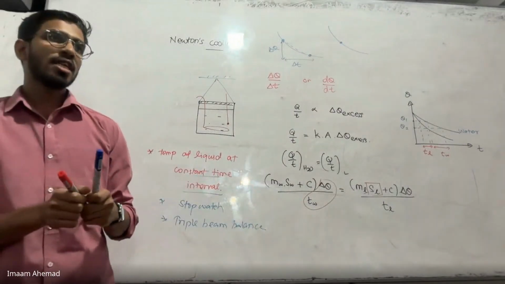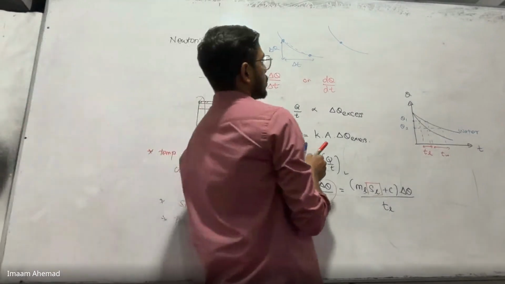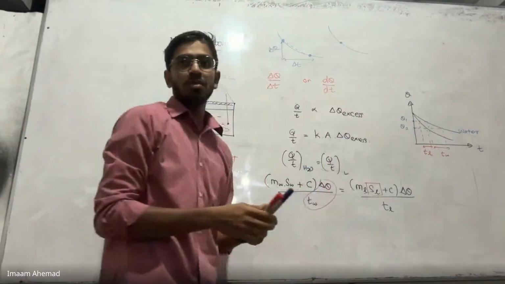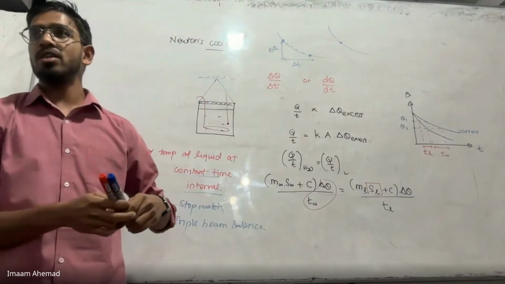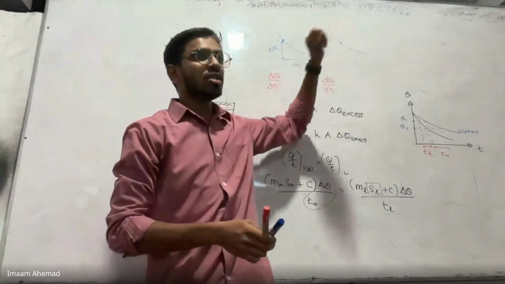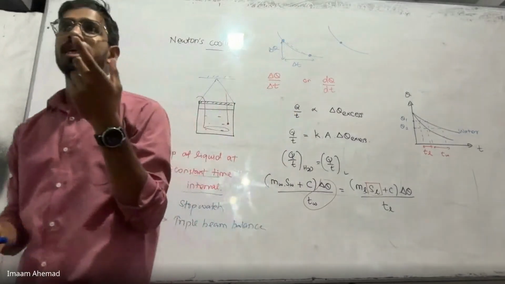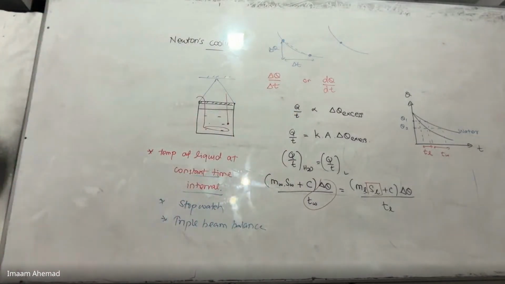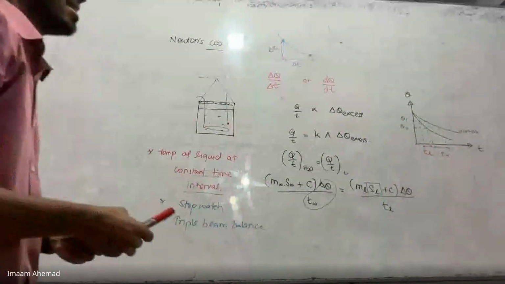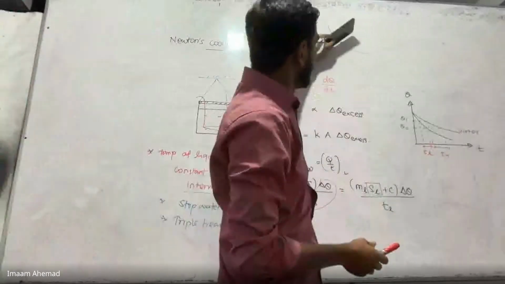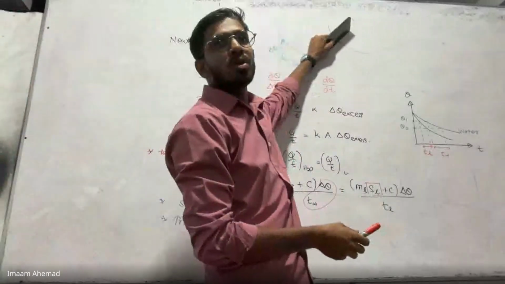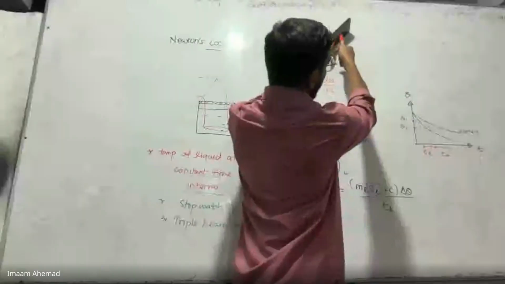How can we get it? We need to draw the tangent to this point. Okay, we need to draw the tangent to this curve. How can we do that? What you can do, you can take a mirror and place it just like that. So you can see this image here.